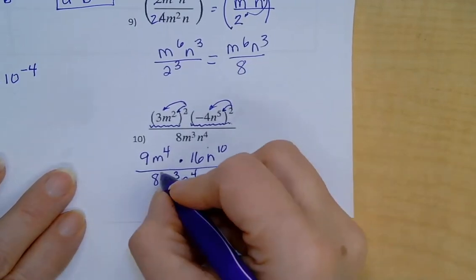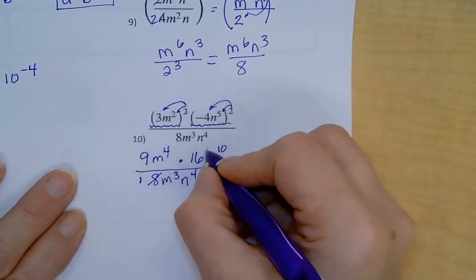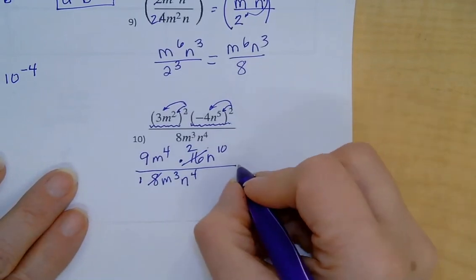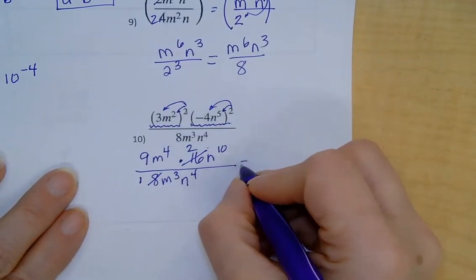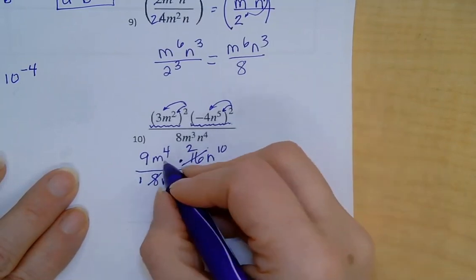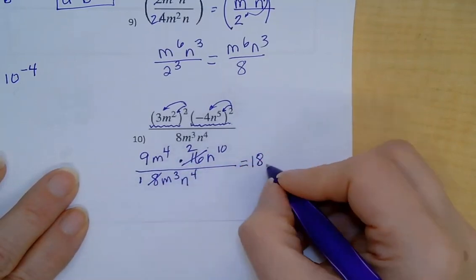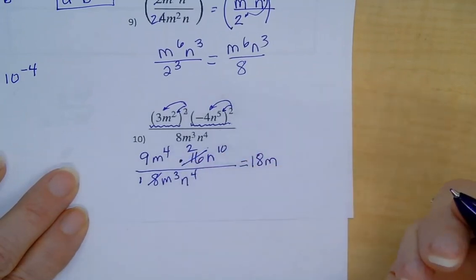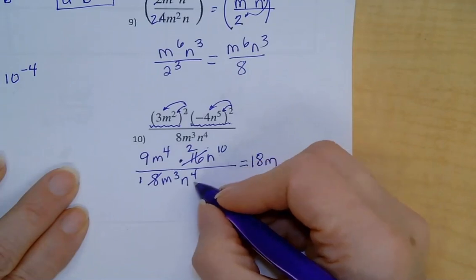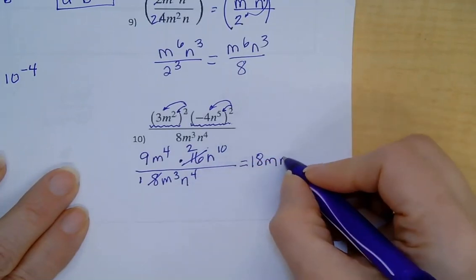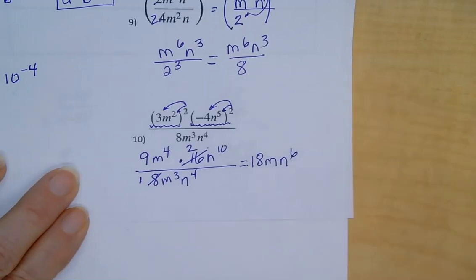I'm super lazy, so I'm going to say 8 goes into 8 one time, and 8 goes into 16 two times, canceling out where I can. Okay, so I know I have 9 times 2 is 18. M to the 4th over M to the 3rd gives me just M to the 1. 4 minus 3 is 1, and I stay in the numerator. N to the 10th over N to the 4th is N to the 10 minus 4, so it's N to the 6.